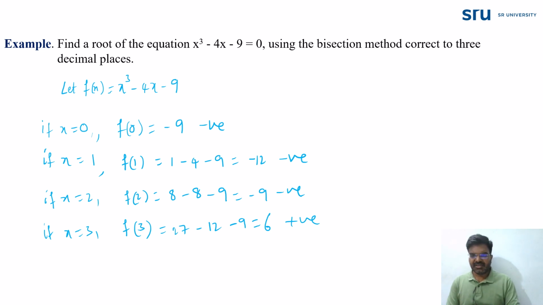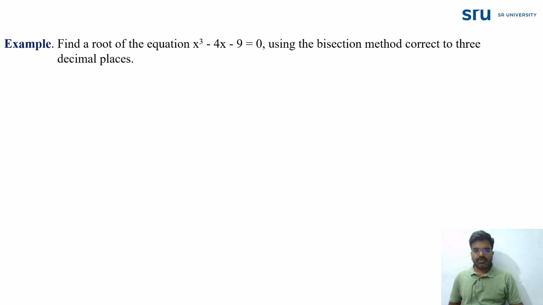By using the bisection method, we have to identify the approximate value of the root in between 2 and 3. Always we have to read the question properly. Suppose you find an equation in the question like this, x cube minus 4x equal to 9. This is the given equation. Look, if you consider the function as f of x equal to x cube minus 4x, this is wrong.